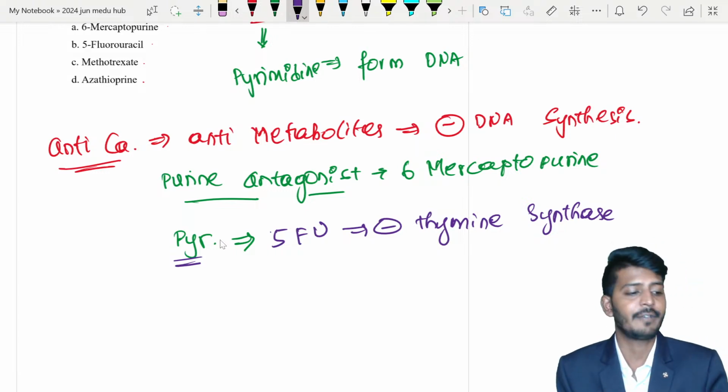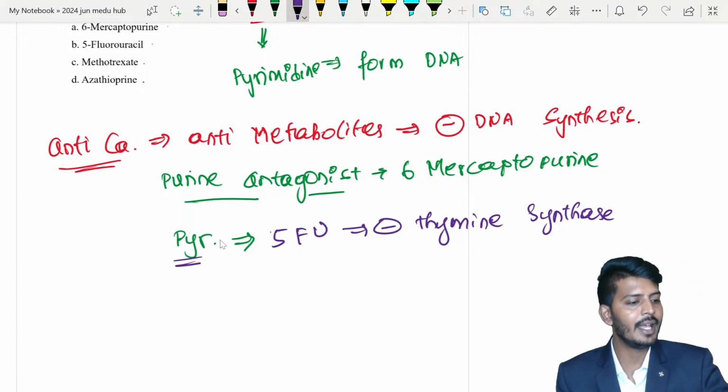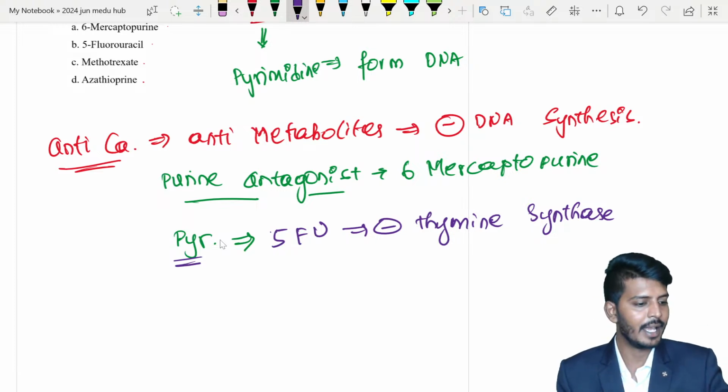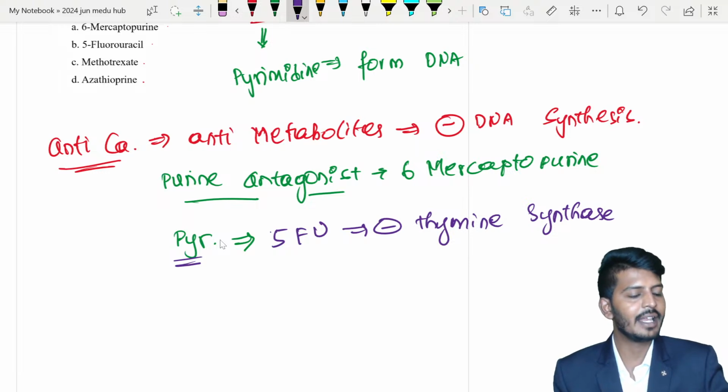If there is no replication of cancer cells, automatically what will be there? Automatically cancer treatment will be there. Okay, so let's go to the next important aspect.